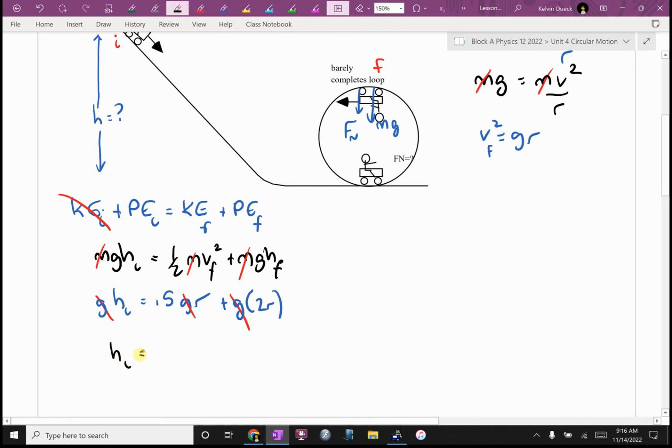h initial is 0.5 R plus 2R. Don't go to your calculator yet. What is 0.5 R plus 2R? Those are like terms. What's 0.5 R plus 2R?